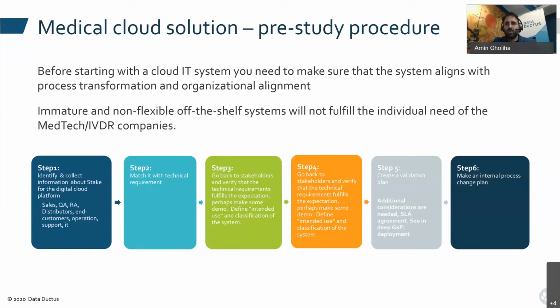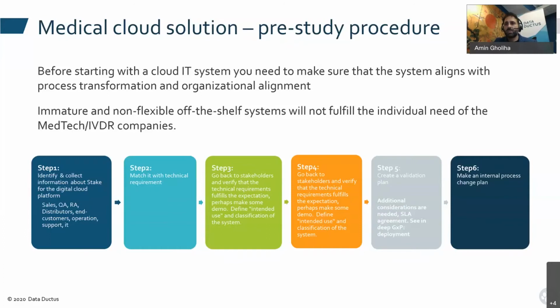And step 4, yes, this is also what I'm talking about. Step 5 is, once this is done, you need to create a formalized validation plan that is not a plan on paper.